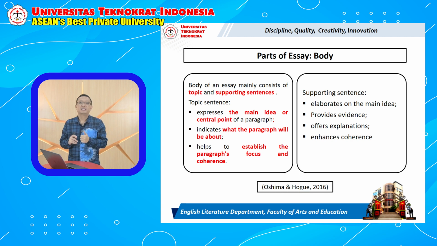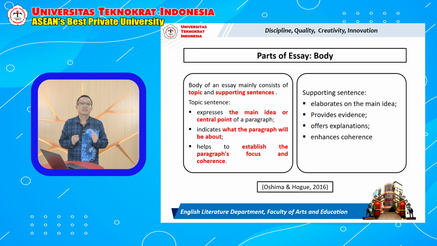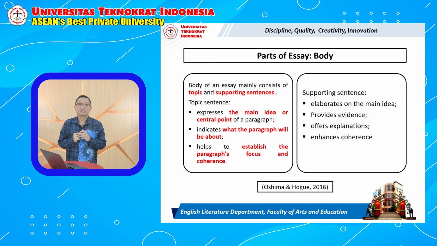Second one, a supporting sentence provides evidence. So if you want to give facts, figures, or examples, you can put them in your supporting sentences. And then a supporting sentence also offers explanation. So you can put explanations like definitions or anything like that to explain the topic sentence. And the last one, it enhances coherence. So look at the unity and coherence of the paragraph.